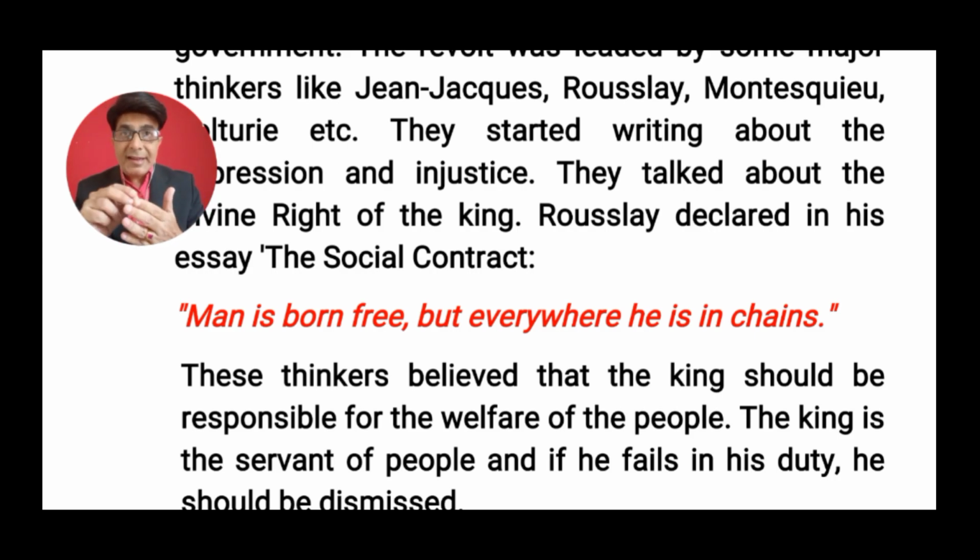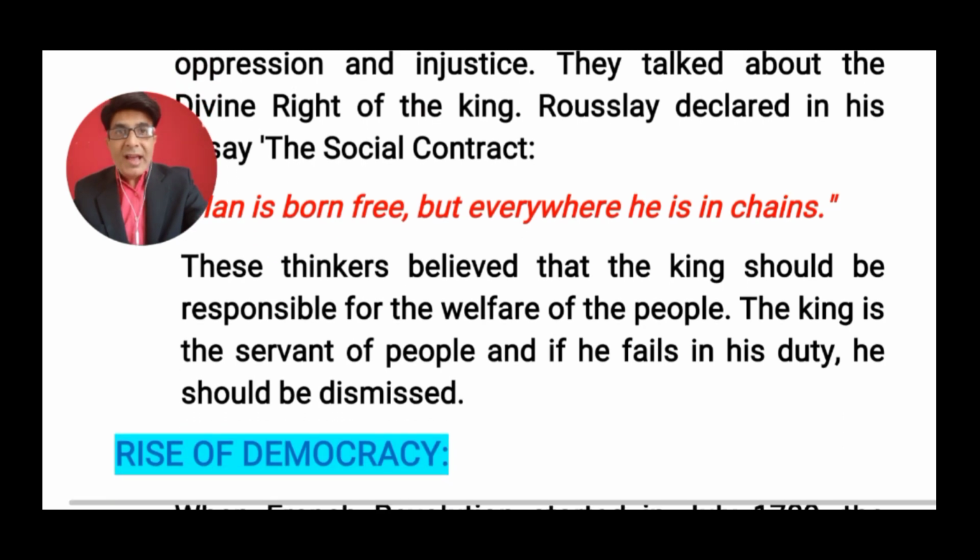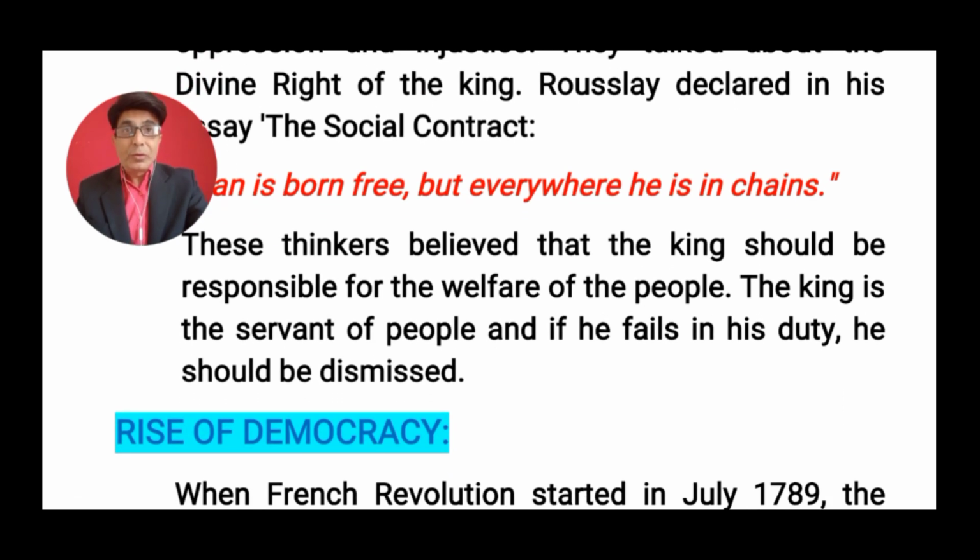Rousseau, who was a writer, who was writing essays, in one of his essays wrote this line: "Man is born free, but everywhere he is in chains." Right? By birth we are free, but we are bound by these feudal lords, and that's why he supported this movement. These thinkers believed that the king should be responsible for the welfare of the people.